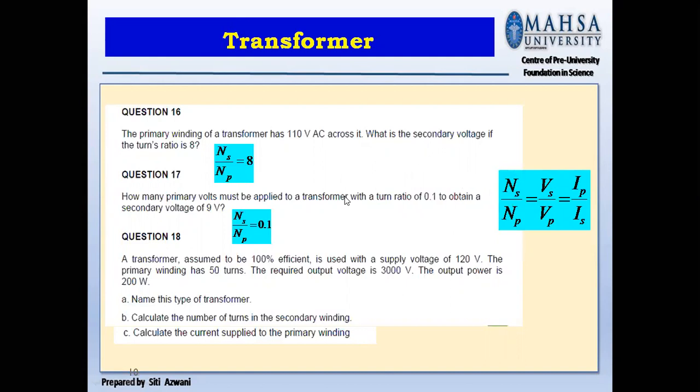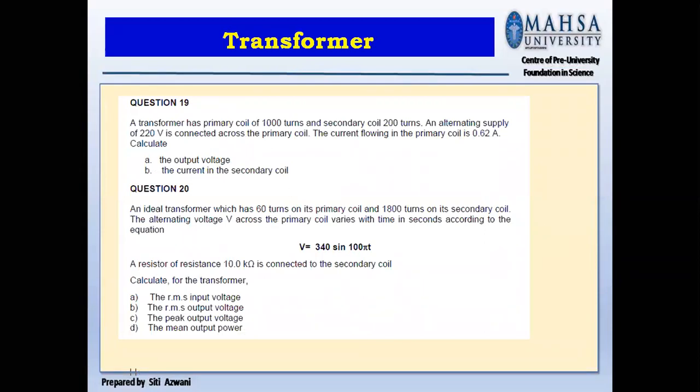Question 17 also has a turn ratio. Again, the ratio NS over NP is equal to 0.1. Here they want you to calculate the voltage in the primary, so again you need to apply this formula. It goes the same with question 18: you need to apply the formula of your transformer. Question 19 also.